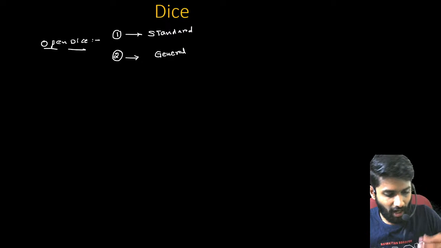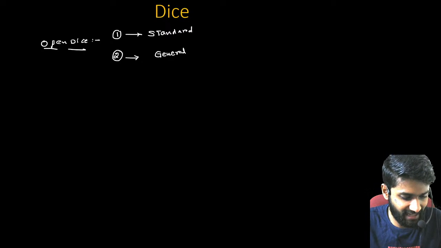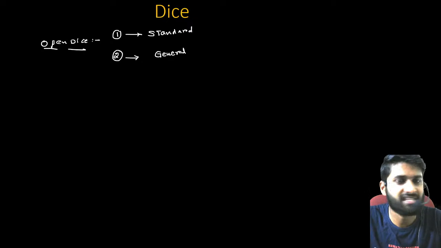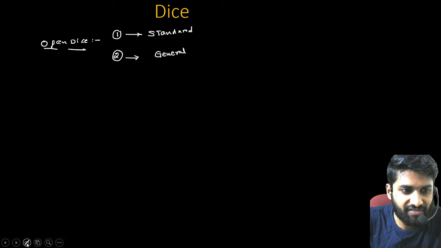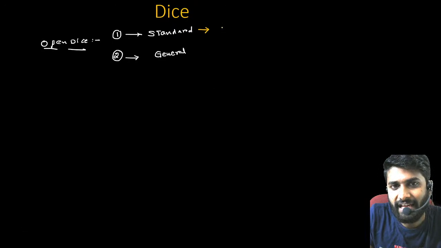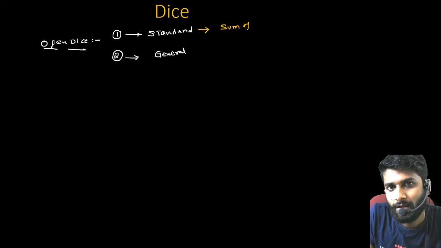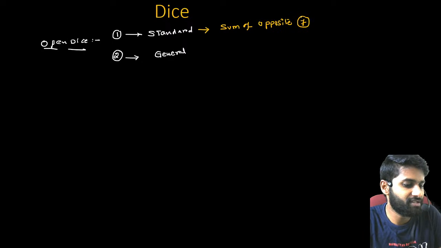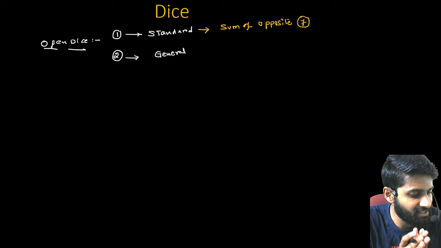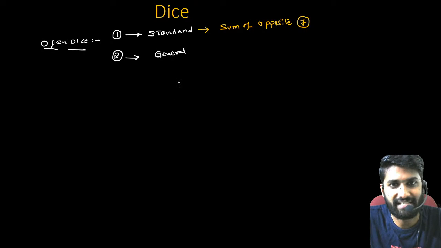Then we have a doubt, sir, how do we identify whether the given die is the standard die or the general die? Now see, guys, for any die we have some representation. Representation means there is a definition. Then what is the definition of standard die? If the sum of opposite numbers is 7, definitely it represents a standard die, guys.